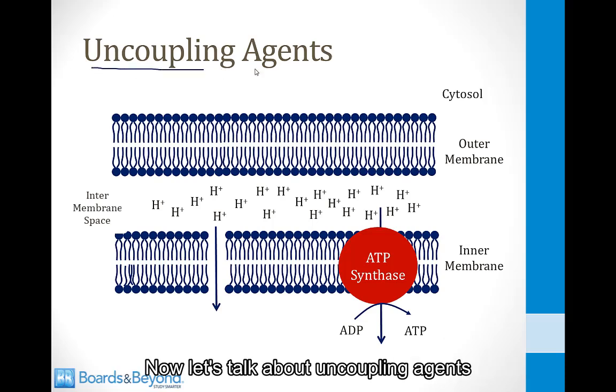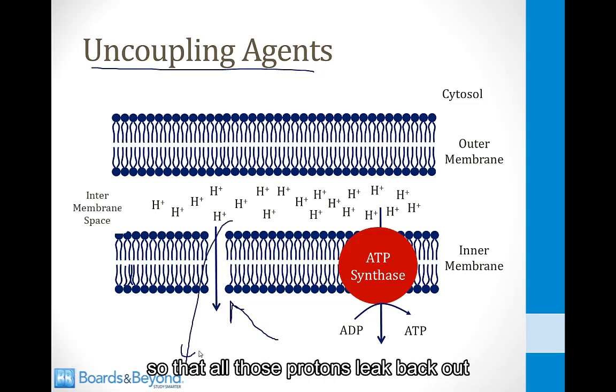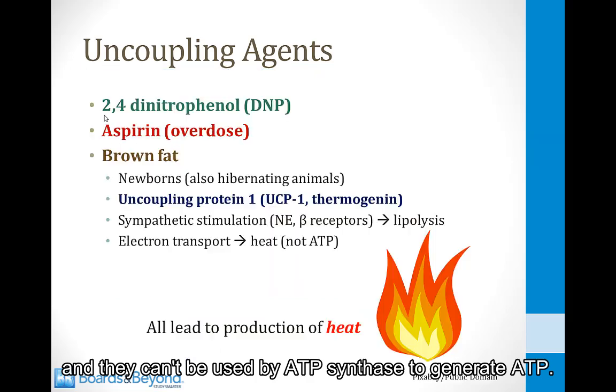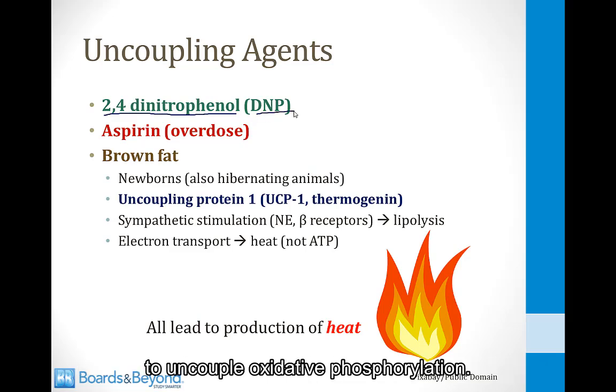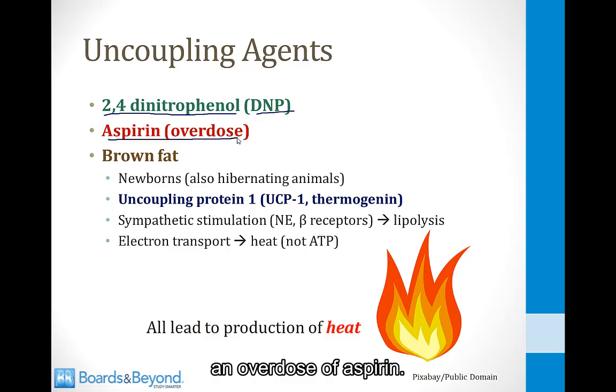Now let's talk about uncoupling agents. And the way I think of these is that they essentially poke a hole in the inner membrane so that all those protons leak back out and they can't be used by ATP synthase to generate ATP. 2,4-dinitrophenol, or DNP, is used in research labs to uncouple oxidative phosphorylation. You can also uncouple oxidative phosphorylation if you take an overdose of aspirin.